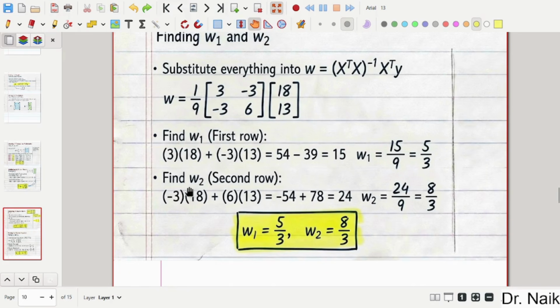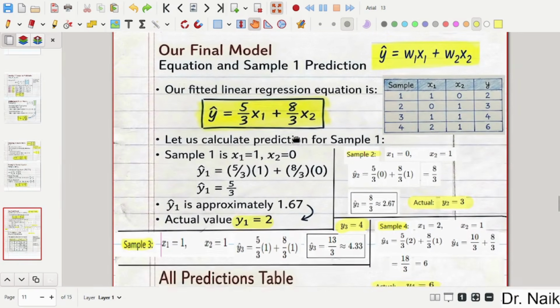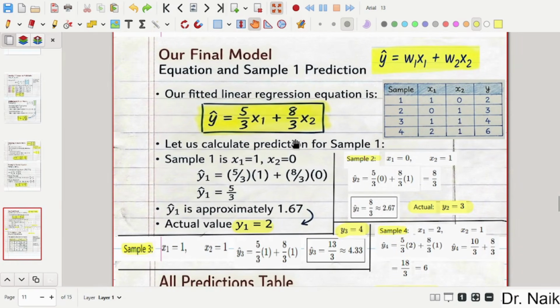So now calculate the W2. W2 is calculated by minus 3 multiplied by 18 plus 6 multiplied by 13, so it is minus 54 plus 78, that is 24. So W2 is 24 divided by 9, which means 8 by 3. So W1 is 5 by 3 and W2 is 8 by 3. So our linear equation is y hat is equal to 5 by 3 times x1 plus 8 by 3 times x2.